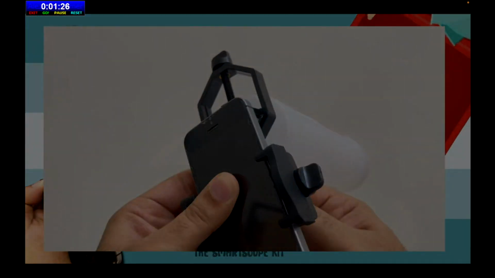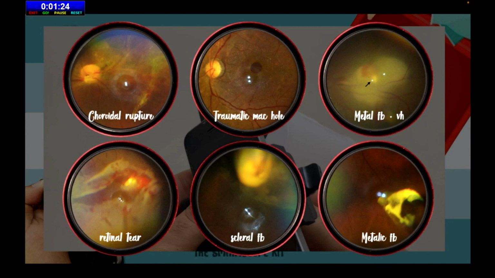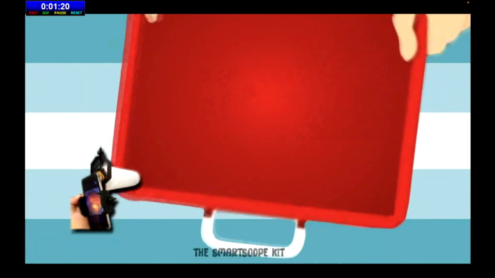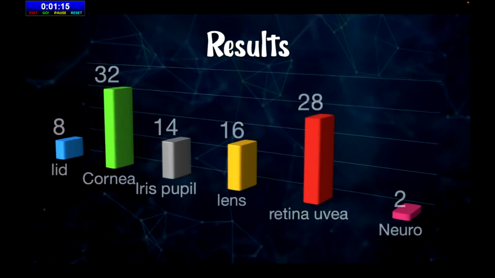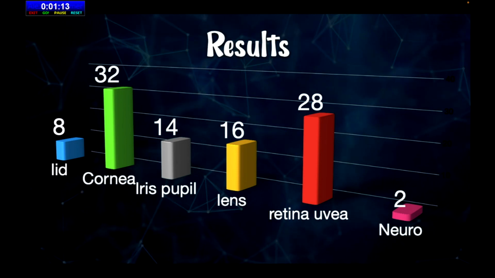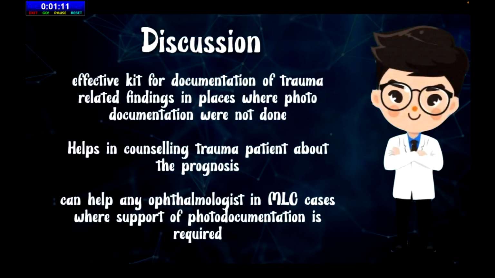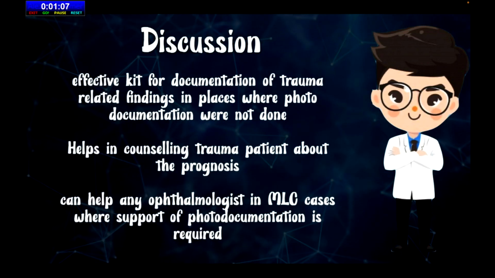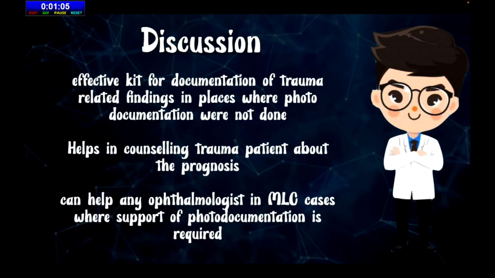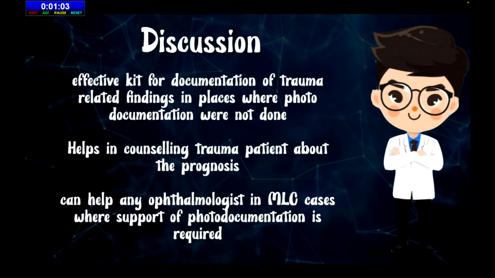And with this, we were able to take images of choroidal rupture, traumatic macula hole, metal foreign bodies, scleral foreign bodies, especially with the red cam, which is very handy and can be used anywhere. So as a result, we had more cornea and retina cases. And I would like to tell that this is a work of 5 years that we have been able to do and bring onto one particular kit.